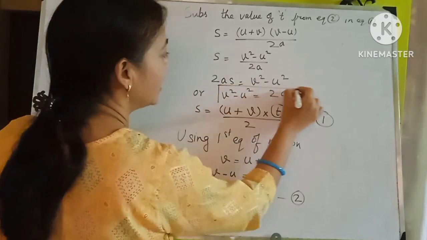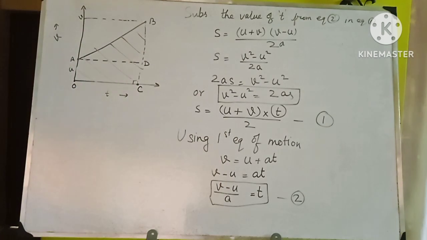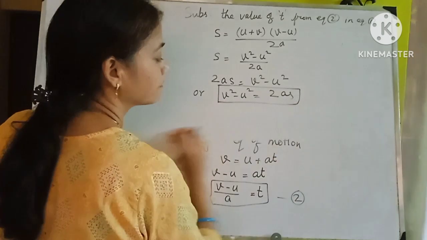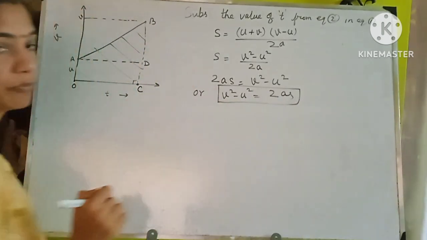This is the third equation of motion. Okay, we have derived the third equation of motion graphically. Right? This is the third equation of motion.